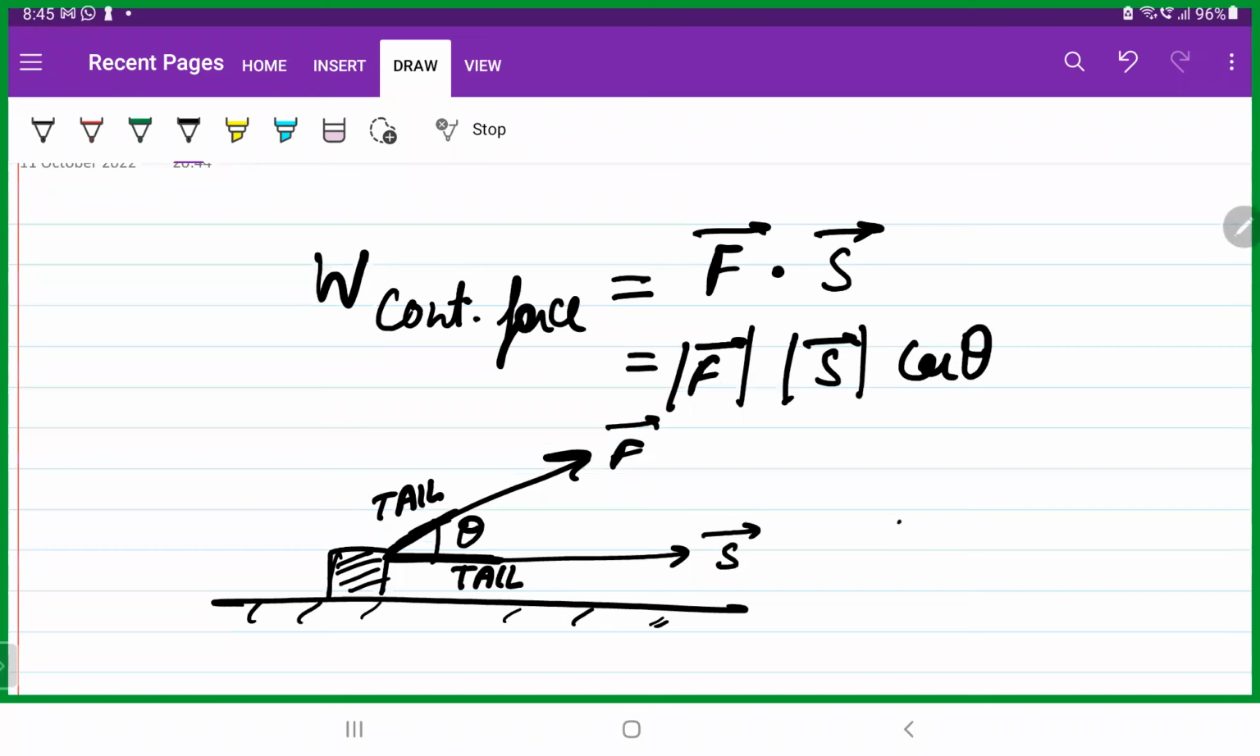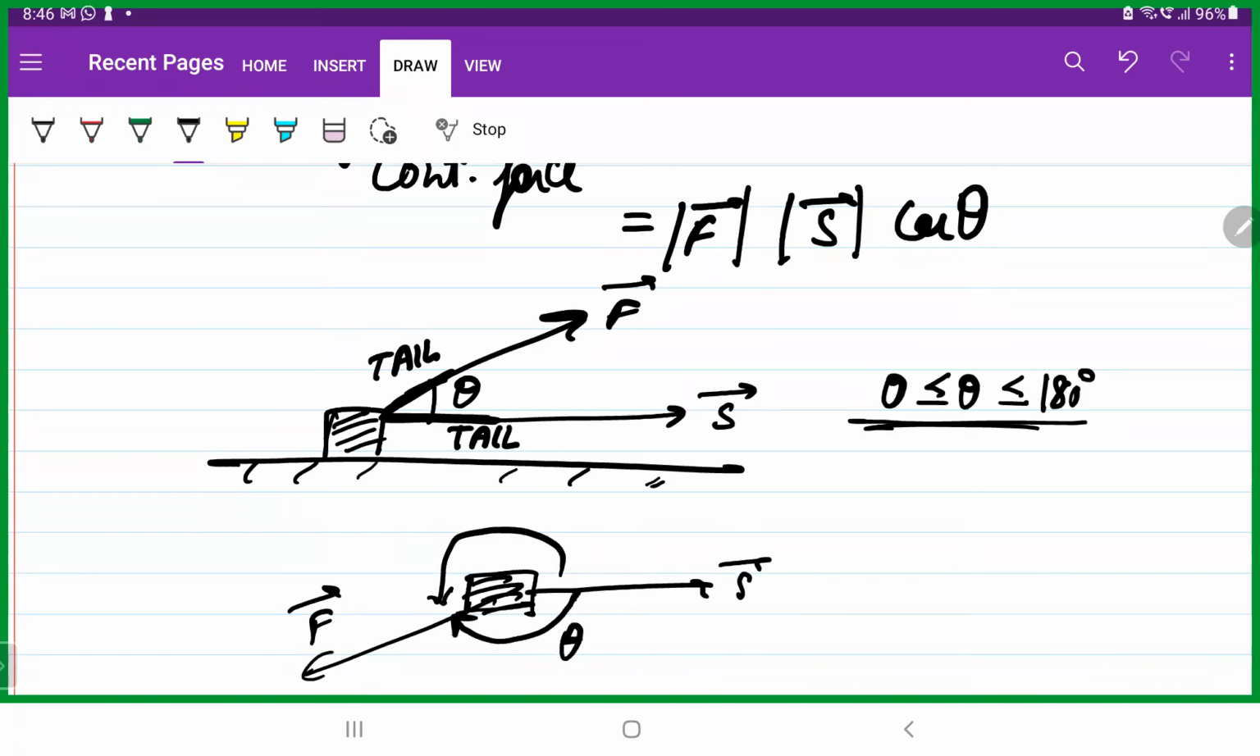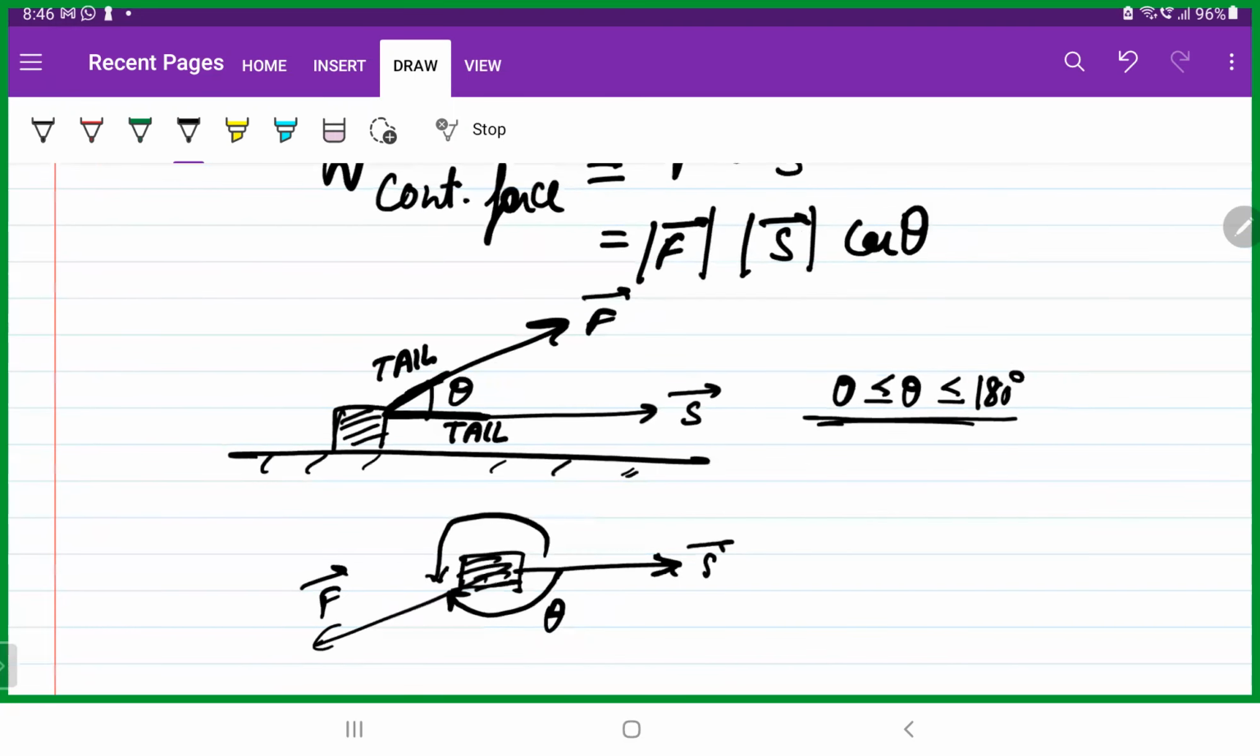And theta value should be between 0 to 180 degree. It cannot exceed 180 degree. Why can it not exceed 180 degree? Suppose displacement is this side and we are drawing force here. Then this side angle is more than 180, but this side angle will be less than 180. So we'll take this as theta, we'll not take that as theta. So theta is the angle between force and displacement. We can always take this side angle as theta and calculate it. So theta will limit itself between 0 to 180 degree.